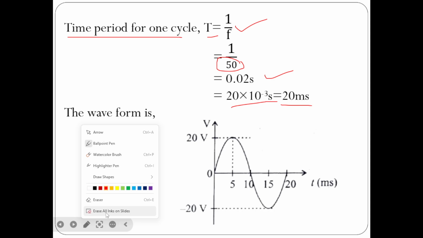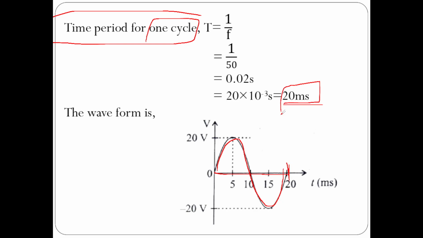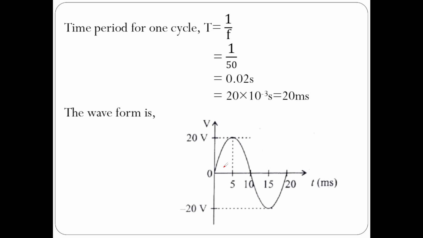Time period, we already know, is the time taken to complete one cycle. So this is my sine wave. Draw the sine wave. What is the time taken to complete one cycle here? It is 20 milliseconds. So write 20 here and mention on the x-axis t in milliseconds. If the time taken to complete one cycle is 20 milliseconds, what is the time taken to complete half cycle? It is 10 milliseconds.